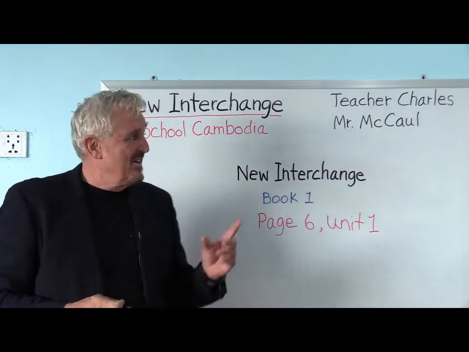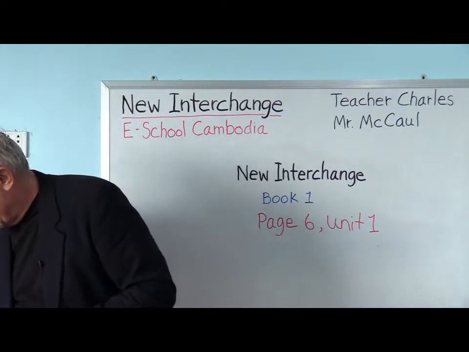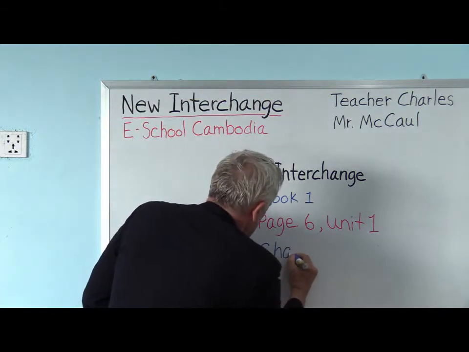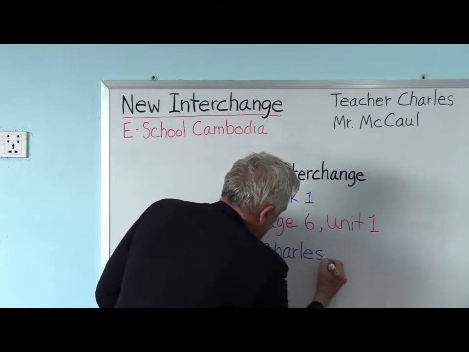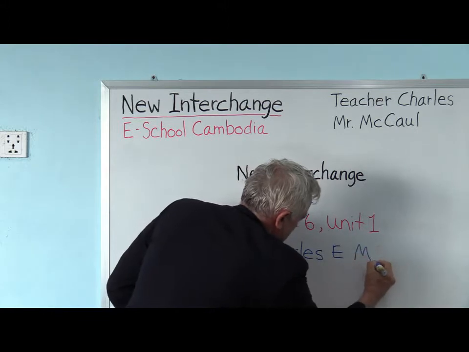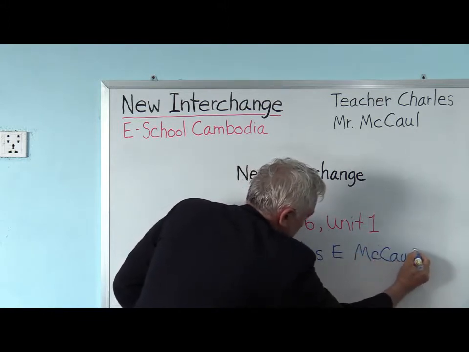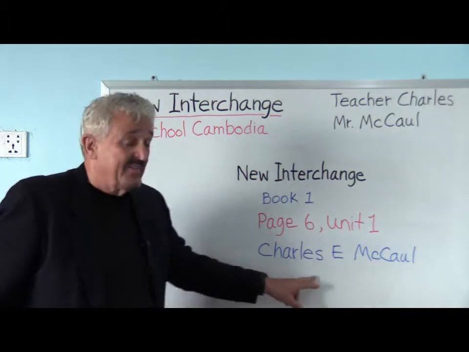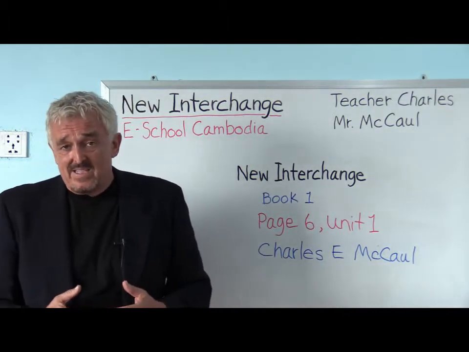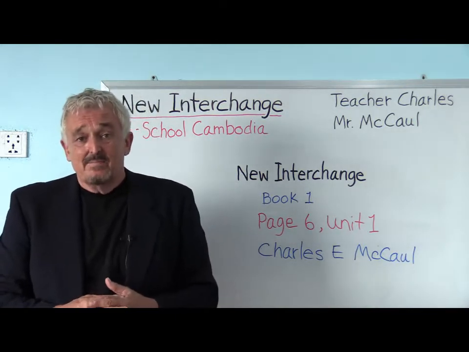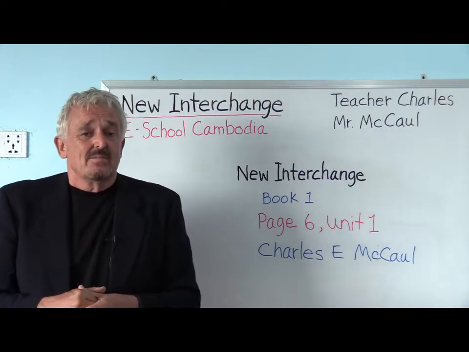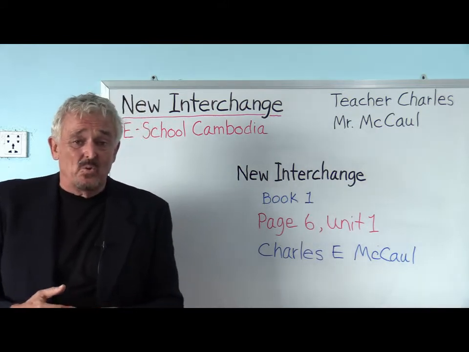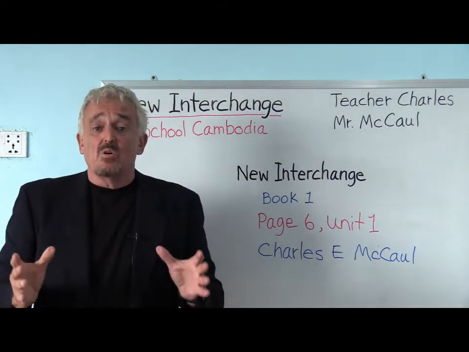If you're my friend on Facebook, Charles E. McCall. By the way, this is my name on Facebook. That's my name on Facebook. I have two Facebooks, but this is the Facebook. If you send me a friend request, I don't accept everybody as a friend. But because you're my student, I will accept you as a friend, but you should tell me I am your student in eSchool Cambodia. If I see that you're my student in eSchool Cambodia, I will accept you as a friend, and I will create a group.